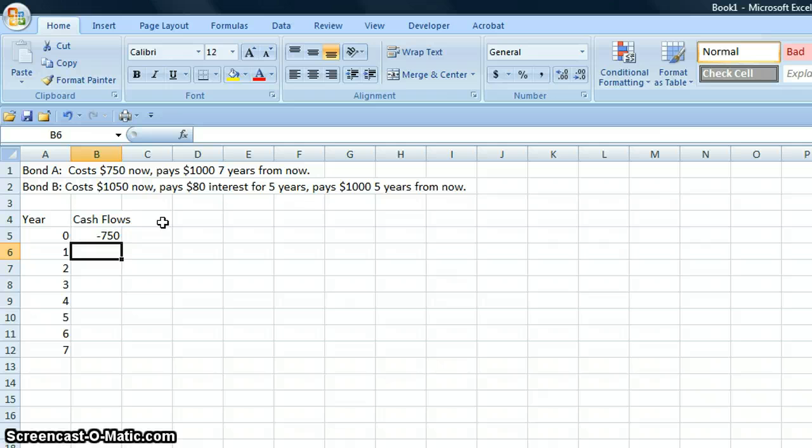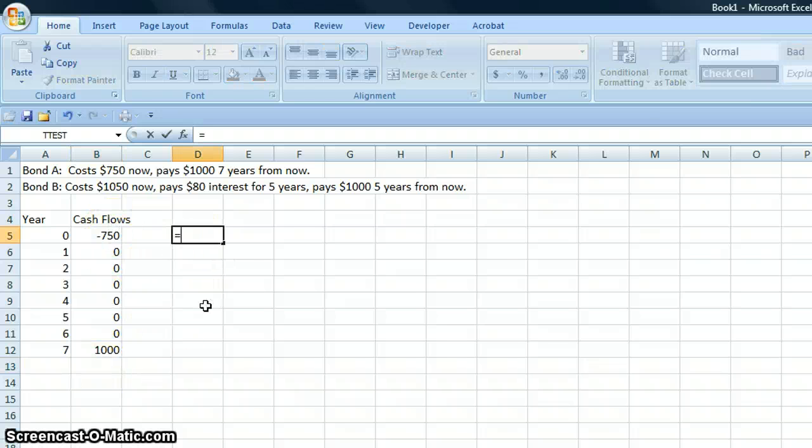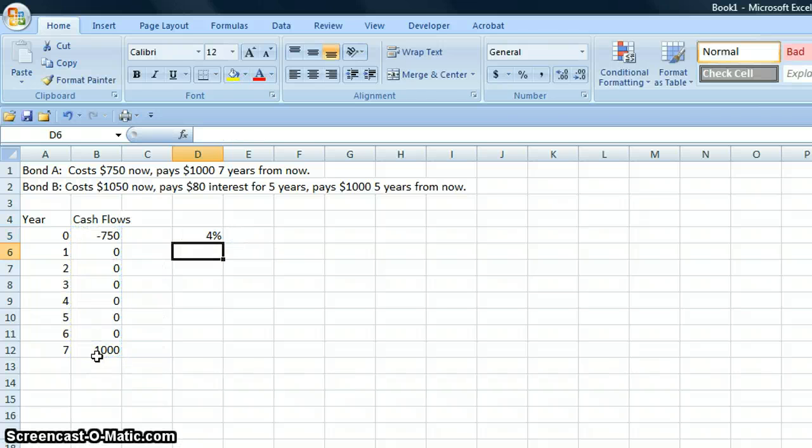It makes no payments in year 1, 2, 3, 4, 5, or 6 because this is a zero coupon bond, and it pays us back $1,000 in 7 years. Once we've set up this table of the cash flows, the function in Excel is equals IRR for internal rate of return, open parentheses, and then drag across the series of cash flows. Close parentheses. It's going to tell us 4%. We want to do a little better than that, so we'll drag out the decimal points here to get 4.20%.